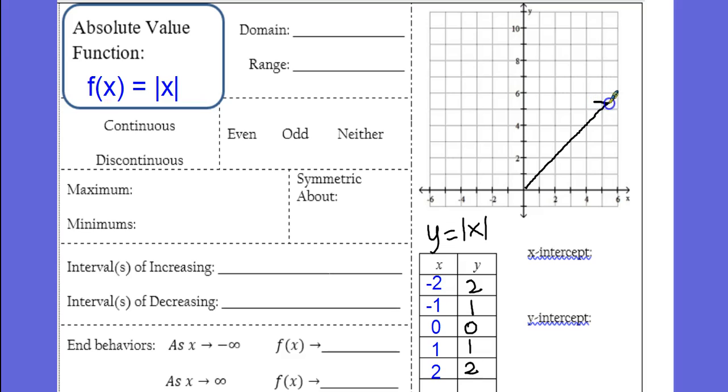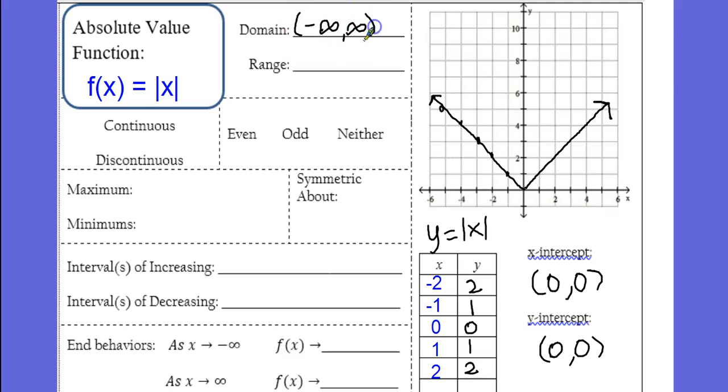So it's a lot like the parent linear function, except when it gets to 0, 0, instead of continuing down, it turns and goes the opposite direction. Oh, that line got crooked. Let me fix that. No, it didn't. We're good. Okay. X-intercept, y-intercept are both the origin. So let's talk about our domain. Any restrictions from what I can put inside an absolute value? I can put anything I want in, but what can I not get out of an absolute value? Negatives. So the range is the lowest value, 0, to infinity.